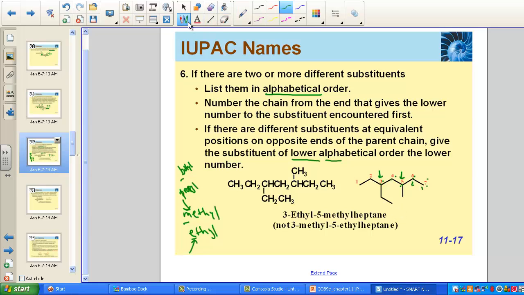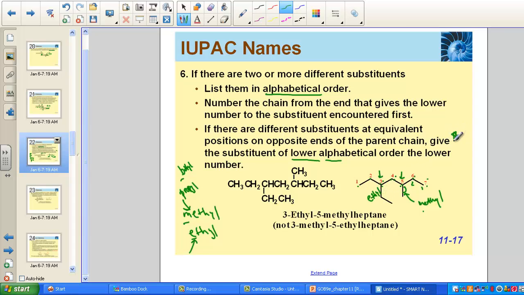Get rid of those to clarify. There we go. So at carbon 3 is an ethyl. See that? There are 2 carbons there, so that prefix is ethyl. And at carbon 5, we have a methyl. Well, if we had numbered this 1, 2, 3, 4, 5, 6, 7, at carbon 3, we would have had methyl. And at carbon 5, we would have had ethyl.